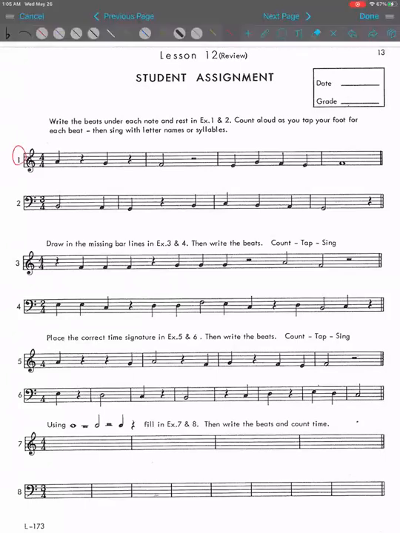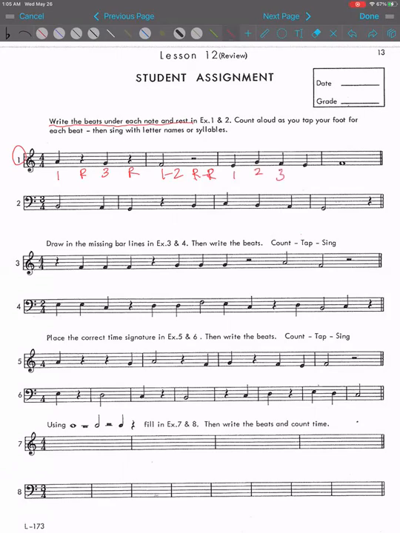Number 1, write the beats under each note and rest. And you can see the letter names or syllable. I'm not going to write syllable this time. I'm just going to write a beat. So it will be 1, rest, 3, rest. 1-2, rest, or 2 beats, so there's a dash between them.